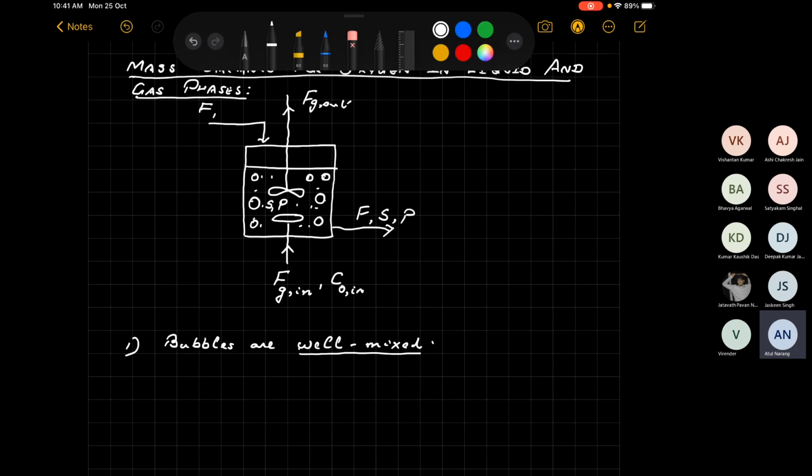Well, I'm making the same assumption about the bubbles. So, what that means is that the effluent concentration here, right, is no different from the composition of the gas inside the bubbles.